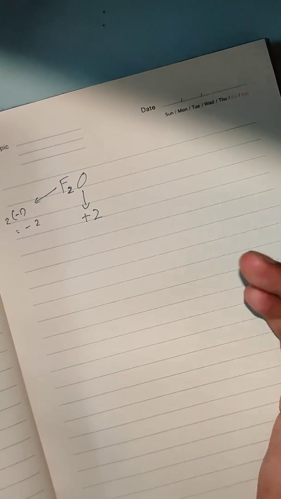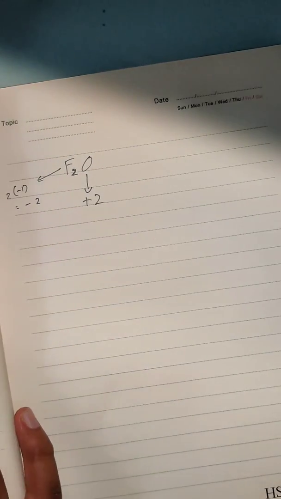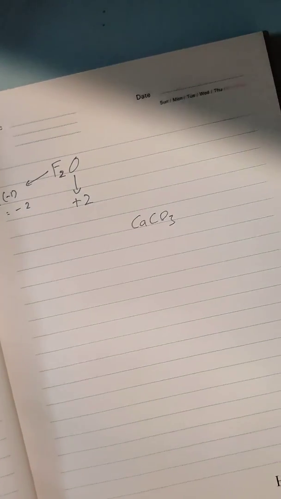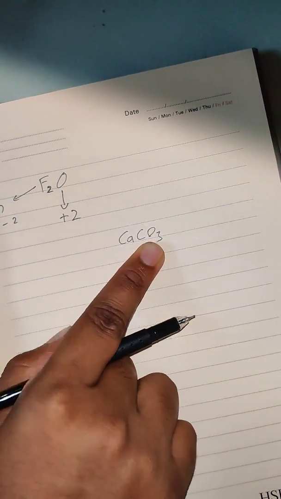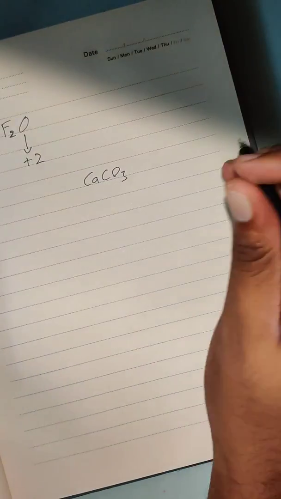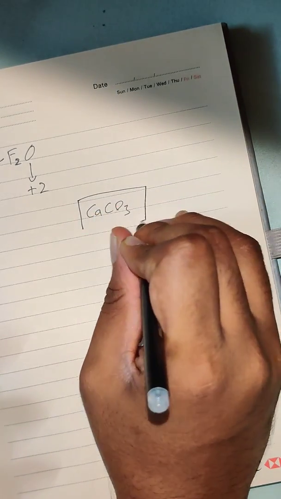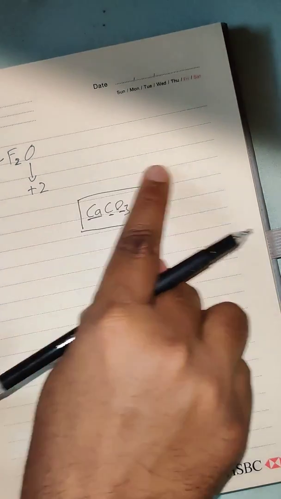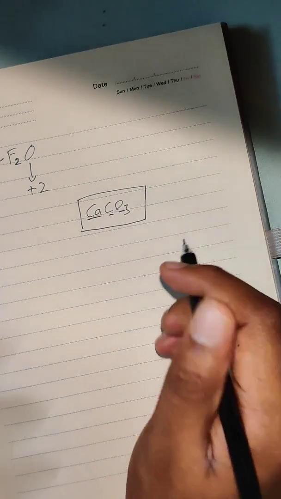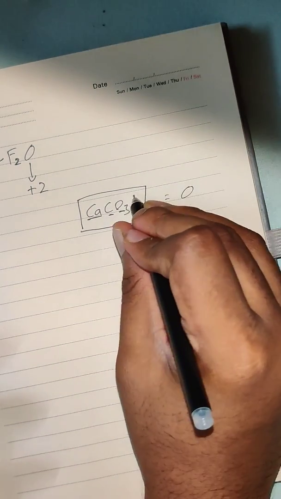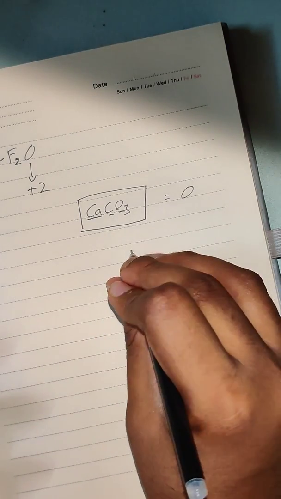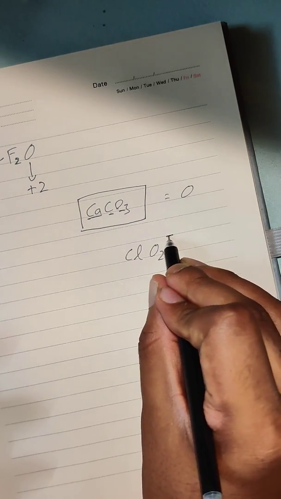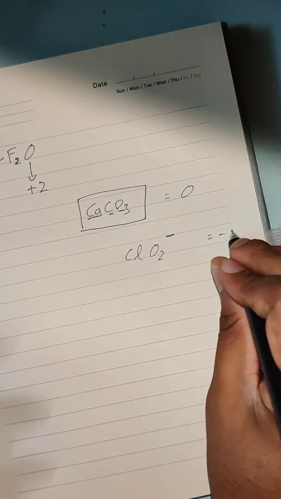For example, I have a compound, CaCO3, calcium carbonate. Now the question is, what's the overall charge of this compound? Each individual ion has its own separate charge, but all the charges together, what's the overall charge? Overall charge is 0, because no charge is written on top. In the same way, if I had a compound like ClO2 minus, this compound has an overall charge of -1.